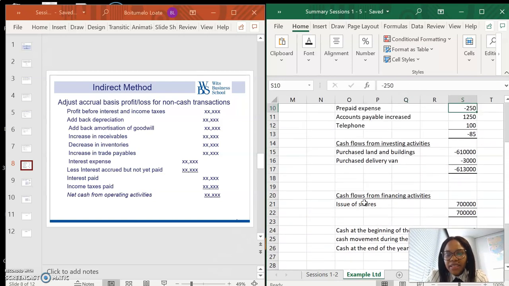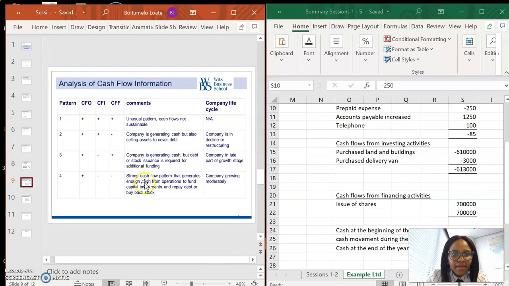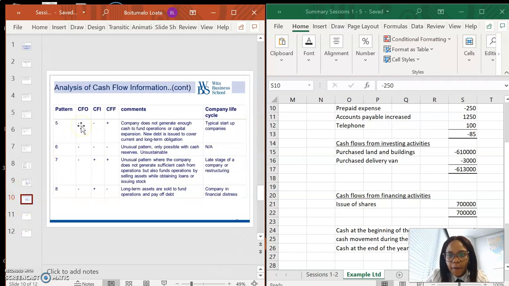Okay, so if I look at this business and I analyze this cash flow, if we look at the analysis section here, if your cash flow from operating activities here, these are all positives. Okay, we've got a negative balance here. Okay, our investing is also negative here. And our financing activities are positive. The company does not generate enough cash to fund operations or capital expansion. New debt is issued. In this instance, it wasn't new debt, it was a share issue. And long-term, it's typical of a startup company, which makes sense.